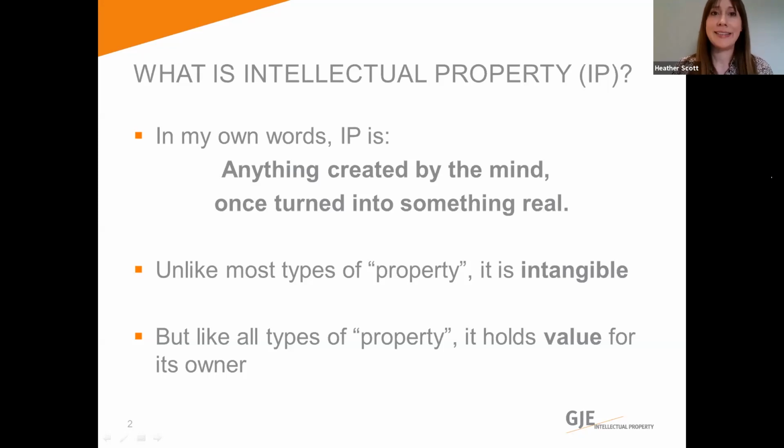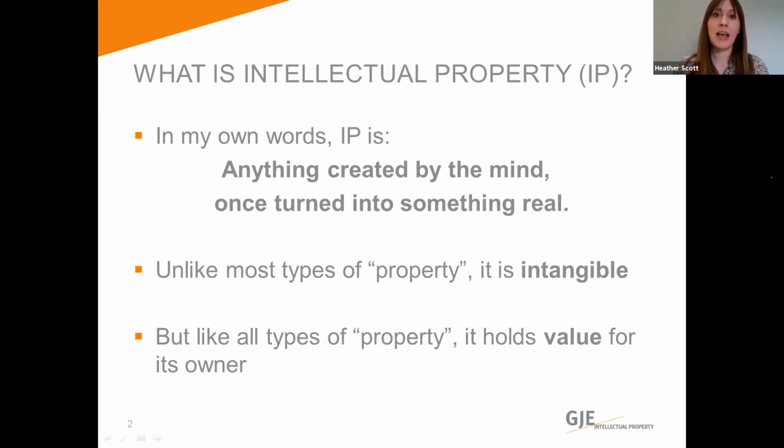So what really distinguishes IP from other types of property is that it is intangible. And what I mean by that is that you can't touch it, you can't hold it, you can't pin it down physically, and you certainly can't lock it in a cage, unlike other types of property. But just like all other types of property, it has value. It has value for its creator, and that's why it needs to be protected. And that's what we're really here to look at today.